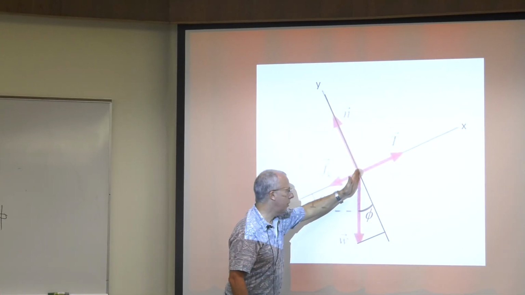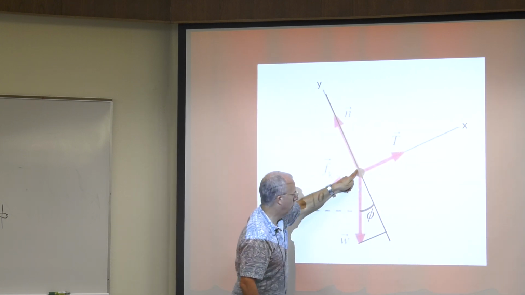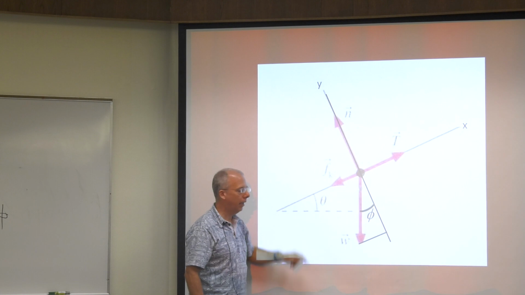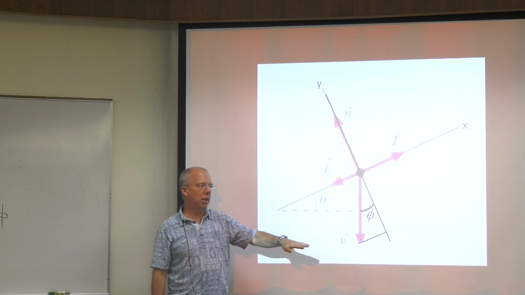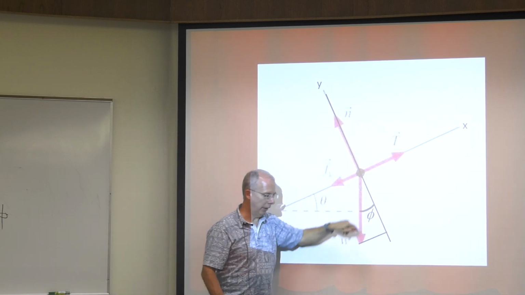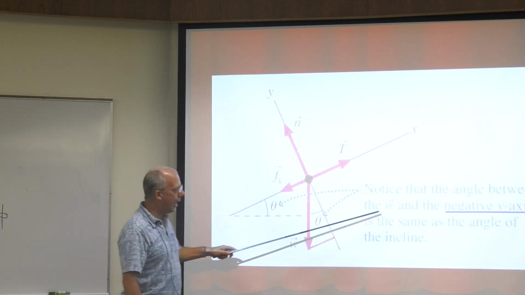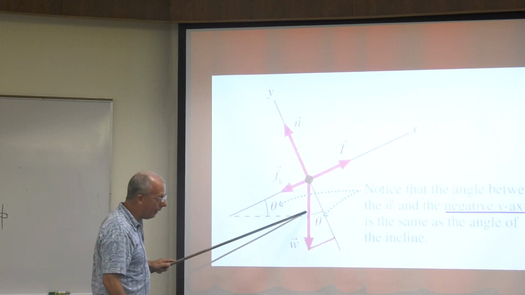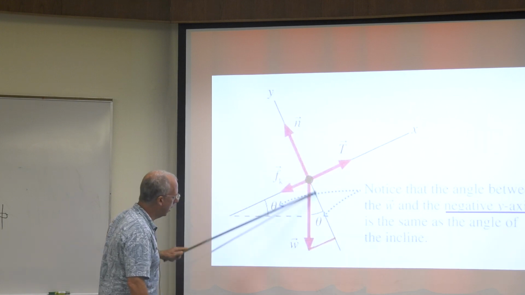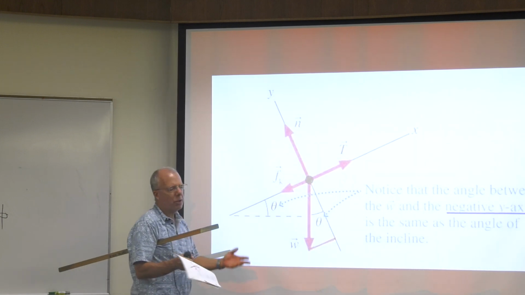So when we're resolving this vector, we're going to get this piece and this piece. This is the angle we're always going to use, but this is the same angle as that. So like in a real problem, they're going to say they have some slant at 30 degrees or something like that. Then you have to resolve the vector, so this will be the 30 degrees. That's all. Notice that the angle between the w vector, that's the weight, we'll learn that later, and the negative y-axis, is the same as the angle of the incline. So you just always want to remember that.